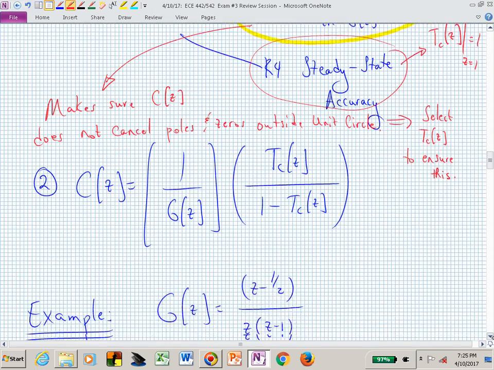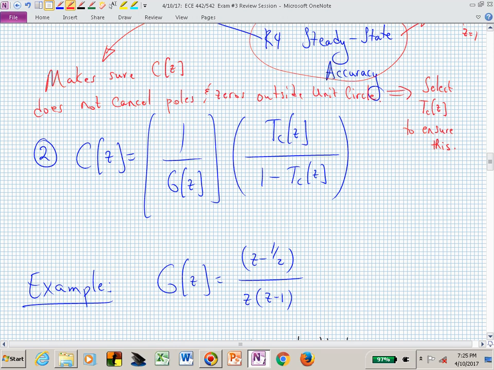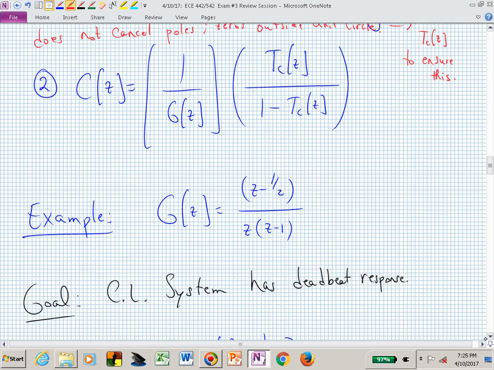Let's look at an example. Suppose we start with G of z having a real zero at 1/2, a pole at the origin, and another pole at 1. And maybe our goal of our closed loop system is to have a deadbeat response.